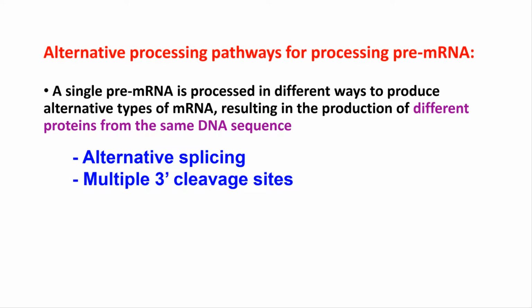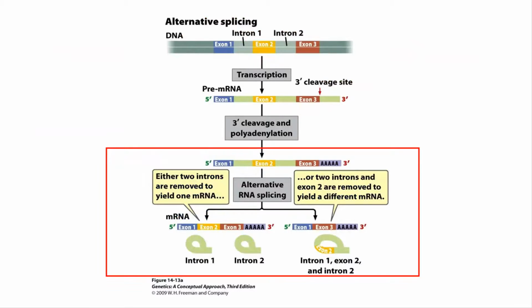So how can alternative processing happen? It is either via alternative splicing or multiple 3' cleavage sites. Here we have an example of alternative splicing. Here is an example of DNA which contains 3 exons, exon 1, 2, and 3, and 2 introns. All these exons and introns are transcribed into pre-mRNA.